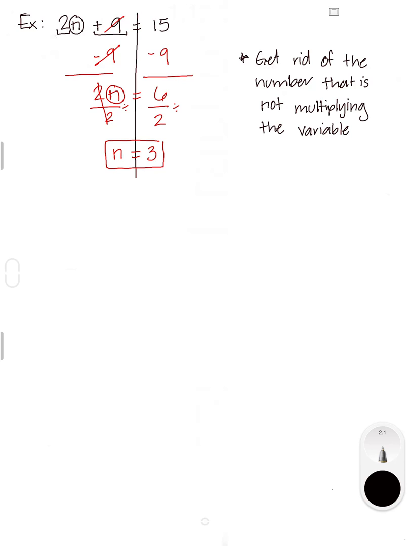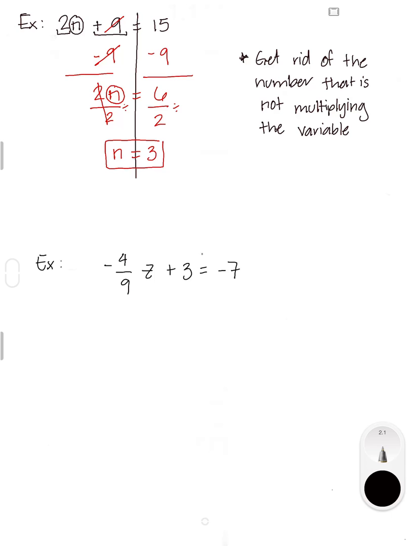Now I'm going to provide you another example, and this other example looks a little bit more complex than the one that I just did. So this is negative 4 over 9 z plus 3 equals negative 7.